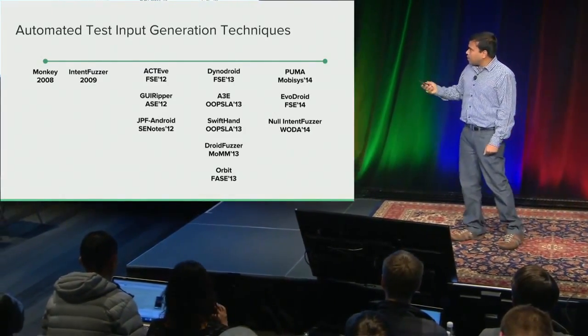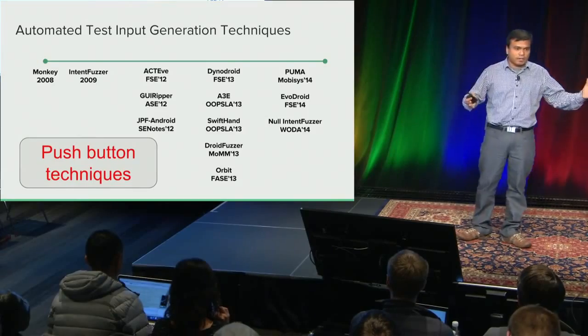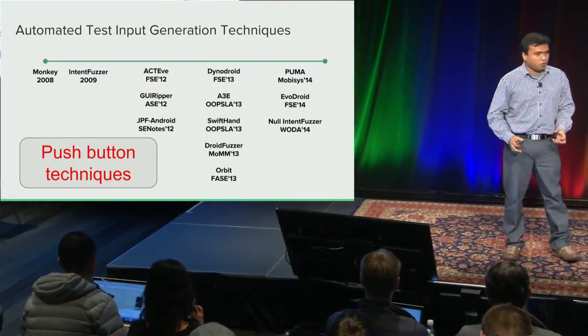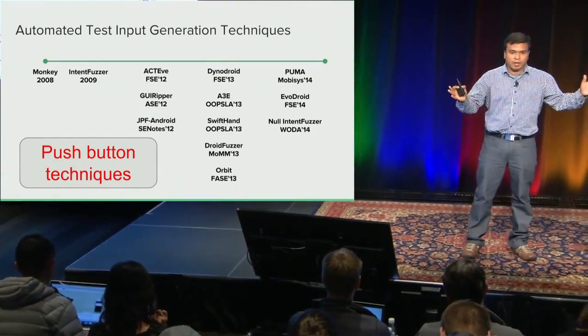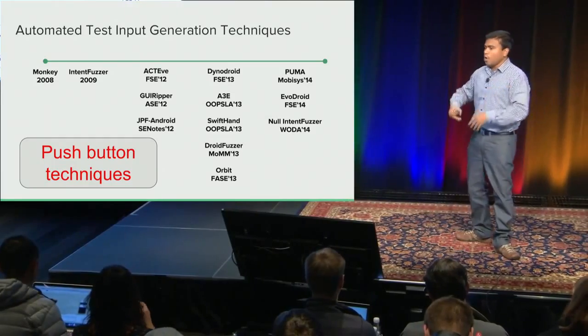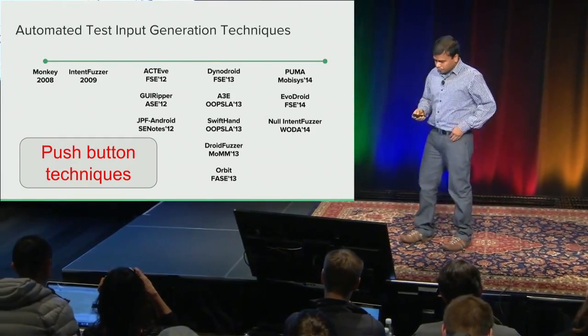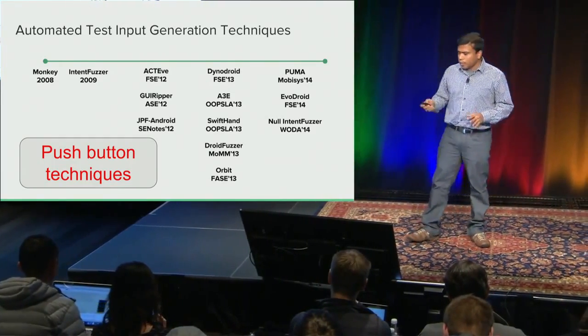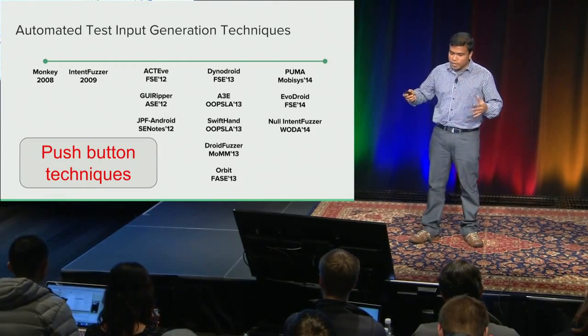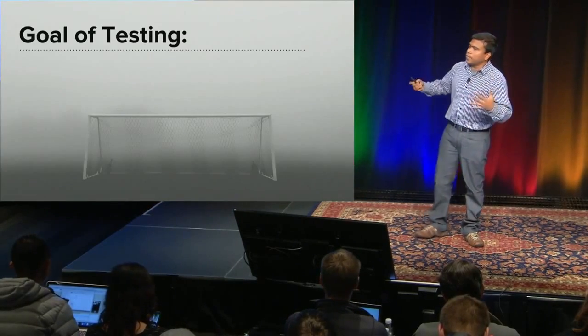And while doing this study, we considered these tools as robots, right? So we considered them as push-button techniques. You give the tool your app and start it, and it should test your app and give you all the problems that your app has. Right? So let me clarify a little bit the goal of testing in general.